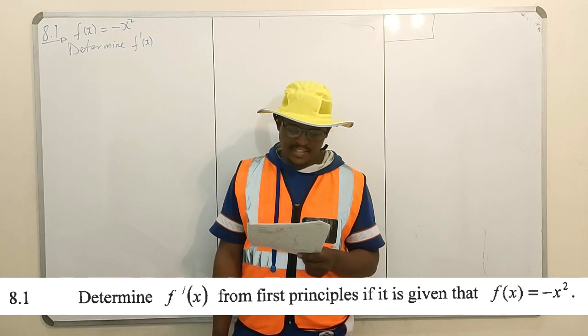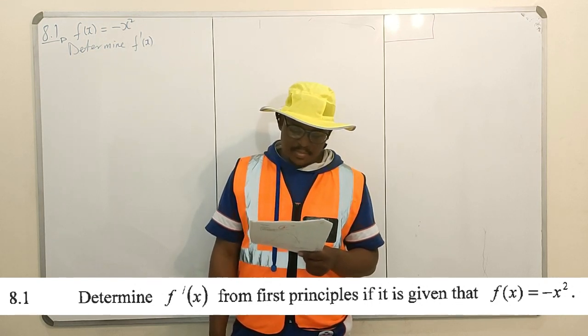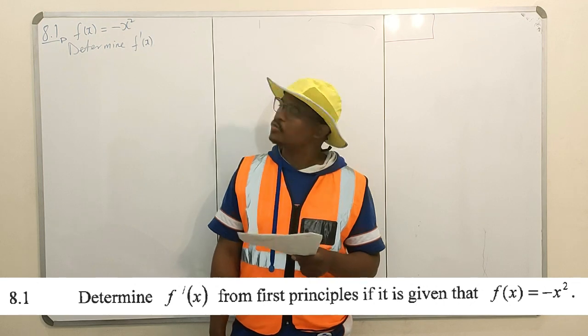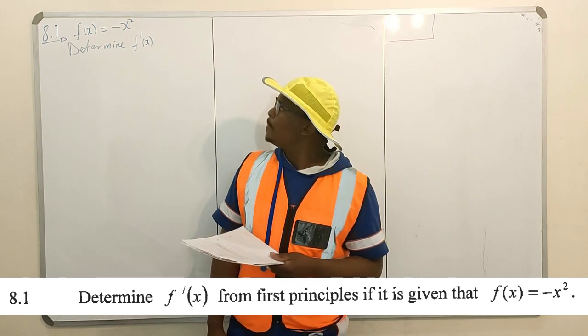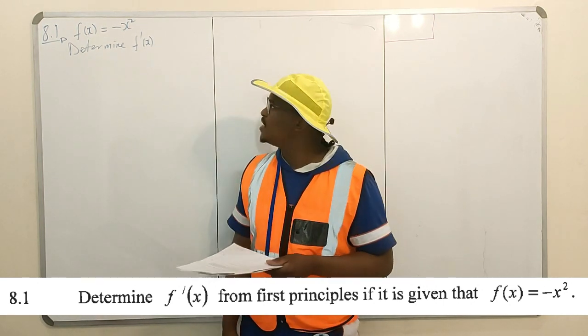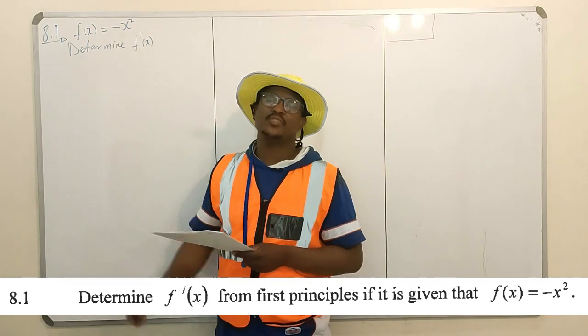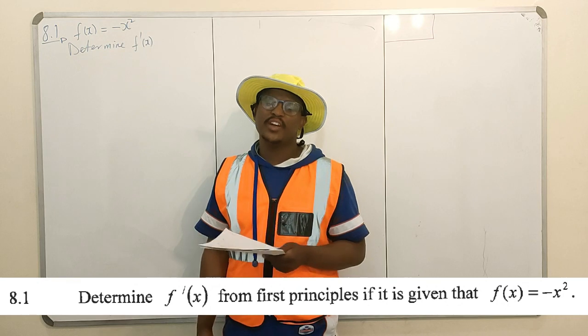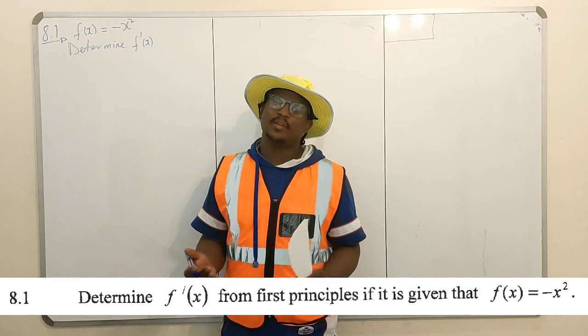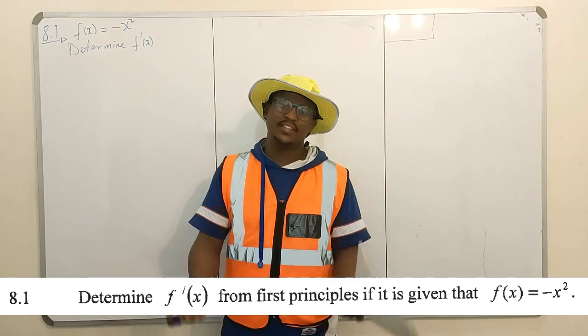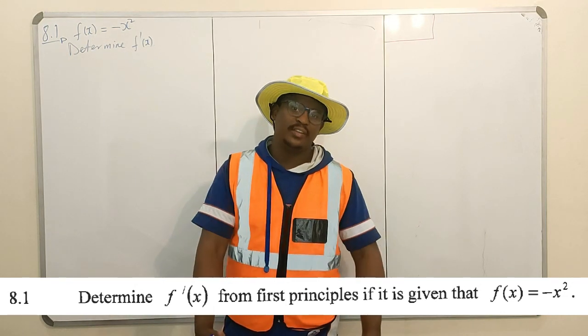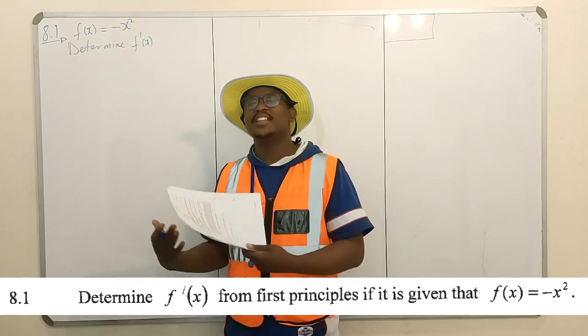Determine f prime at x from first principles if it is given that f of x is equal to negative x squared. So they are asking you to determine the derivative of f if you are given that f is equal to negative x squared using first principles. What do they mean when they say first principles? Which means use the derivative definition to find the derivative of f.